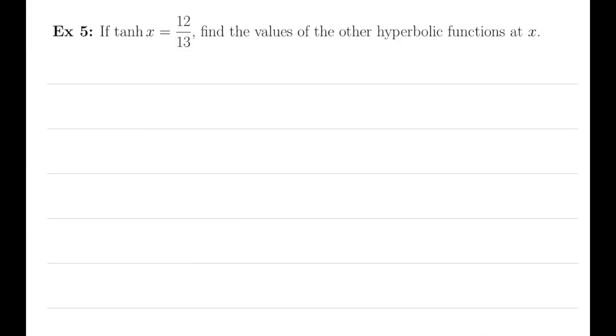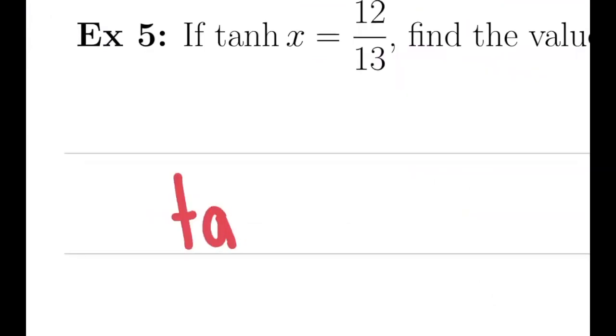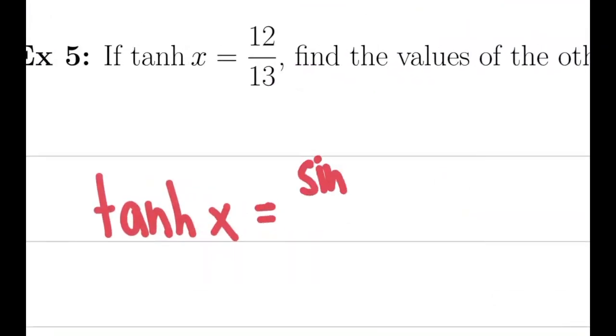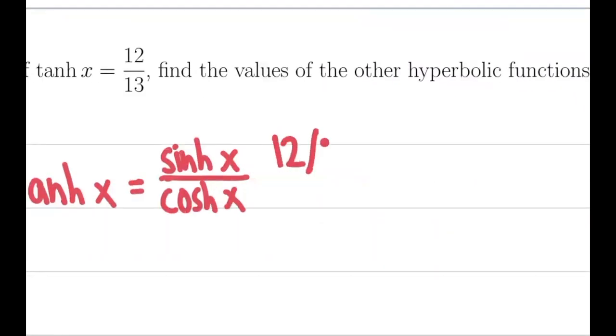Sinh is 12 and cosh is 13? Not really. What do you mean, not really? Well, okay, first of all, you're right. You should not be drawing a triangle here because this is hyperbolic trig, not regular trig. You said that tanh is sinh over cosh, and tanh is 12 over 13. So you might think sinh is 12 and cosh is 13. But that's not necessarily true, because what if sinh is 12 over 7 and cosh is 13 over 7?